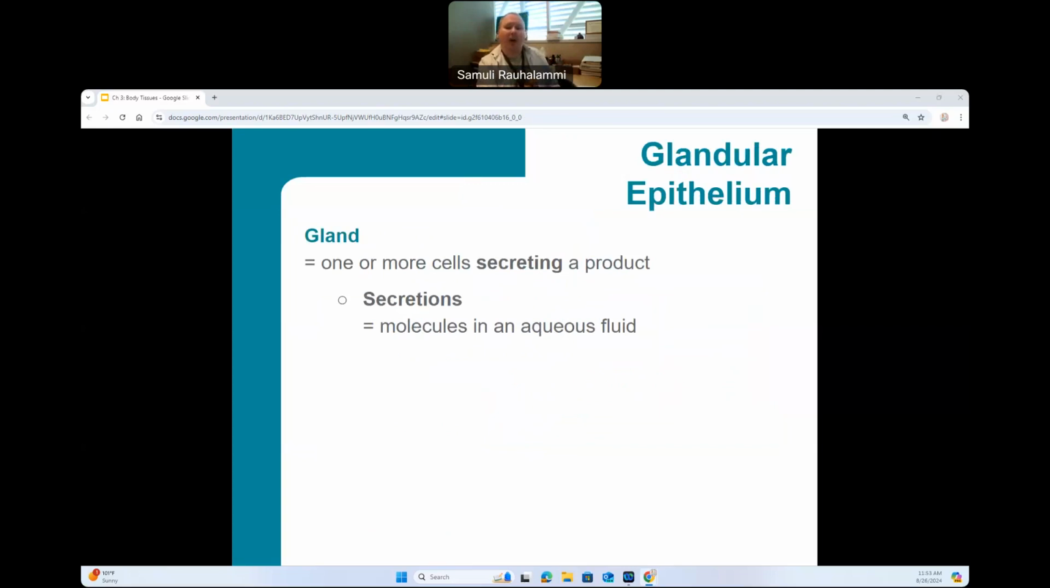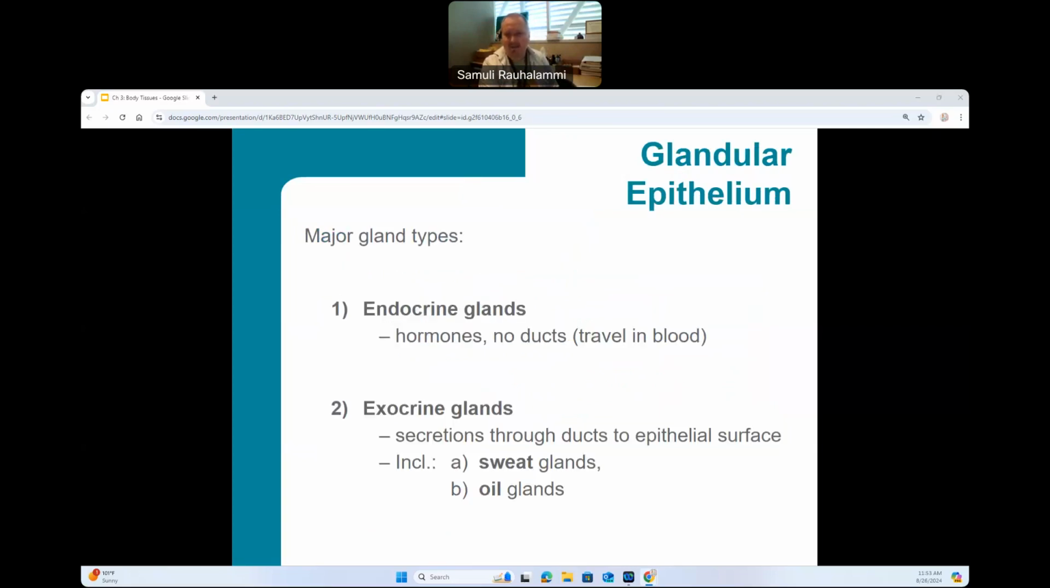I also want to finish the discussion on epithelia by talking a little bit about glandular epithelia. When we have one or more cells that secrete a product, they form a gland. And these secretions are molecules that are embedded in a water-based fluid. There are going to be two main types of glands that we'll talk about. And the first that I'm introducing here is our endocrine glands.